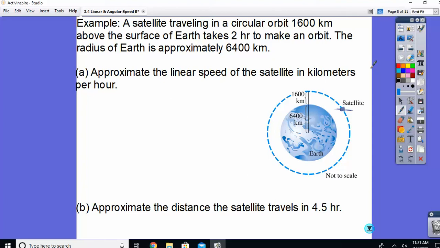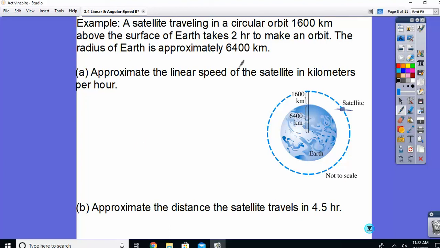A satellite traveling in a circular orbit 1,600 kilometers above the surface of the Earth takes 2 hours to make an orbit. The radius of the Earth is approximately 6,400 kilometers. Approximate the linear speed of the satellite in kilometers per hour.